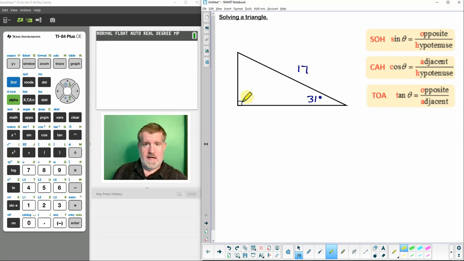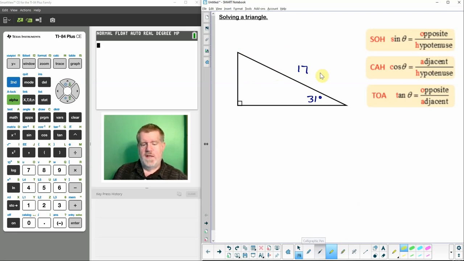There's only 5 things you have to find out, and you have to be given 2 of those things. You have to know at least one side, and from there, you can either have a different side or you can have an angle. So you need at least a side and one other piece of information. So in this case, we're going to figure out this missing angle and these 2 missing sides.